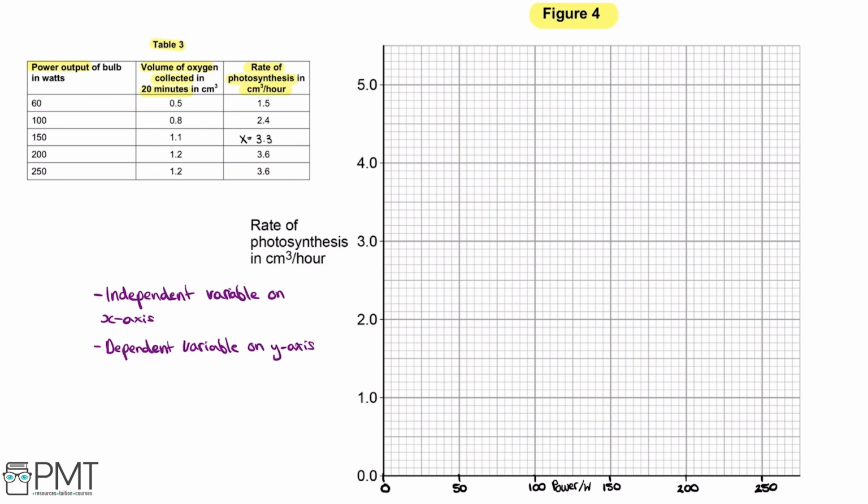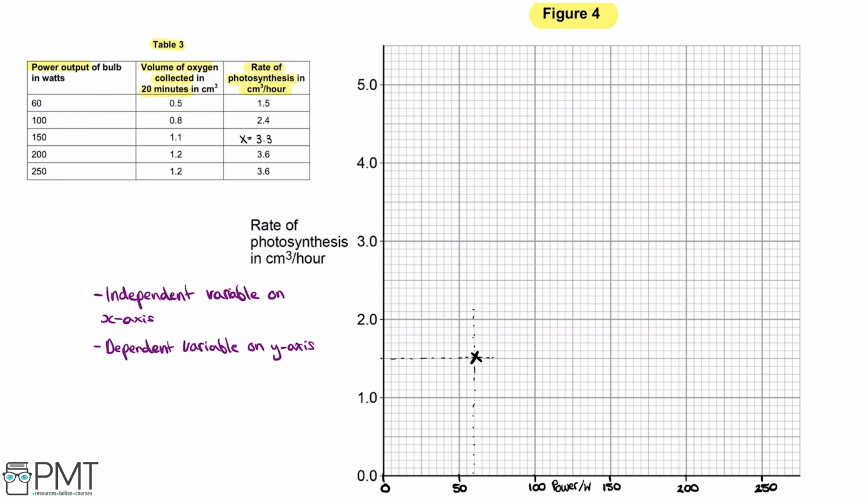Okay, so now you can actually start to plot your points. So the first one will have an x value of 60, and then it will have a y value of 1.5 because it's the rate of photosynthesis in centimetres cubed per hour that we're going up in. Make sure not to accidentally start plotting the values for volume in 20 minutes. So we work our way up from the value of 60 on the x-axis, and then on the y-axis we plot along at our value of 1.5, and then we make an x where they cross.